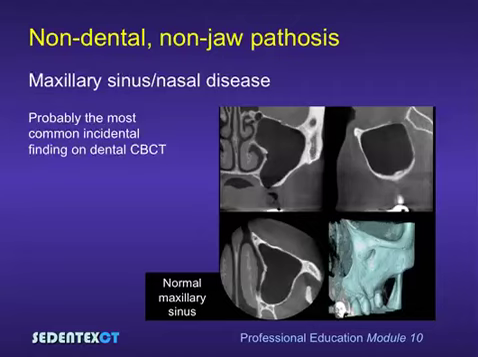As I said at the beginning of this PowerPoint, we do see non-dental, non-jaw pathosis on cone beam CT scans, and a very common form of this is maxillary sinus and nasal disease. It's probably the most common incidental finding on dental cone beam CT scans. Remember what a normal maxillary sinus should look like. There should be no visible soft tissue within it. All you should see is air.